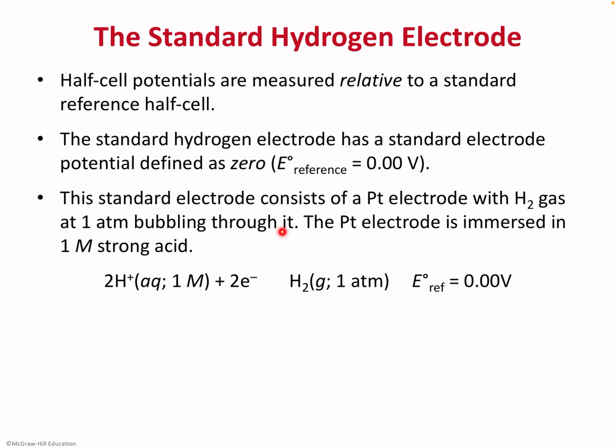Hydrogen gas is given as we bubble through it. The platinum electrode is immersed in 1 molar strong acid. So what is happening? 2H plus. I'm missing some stuff here.